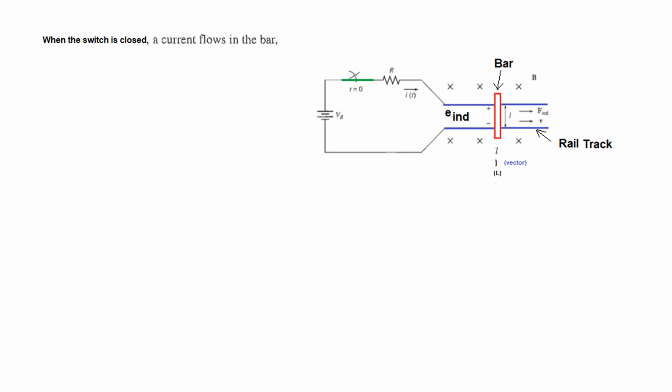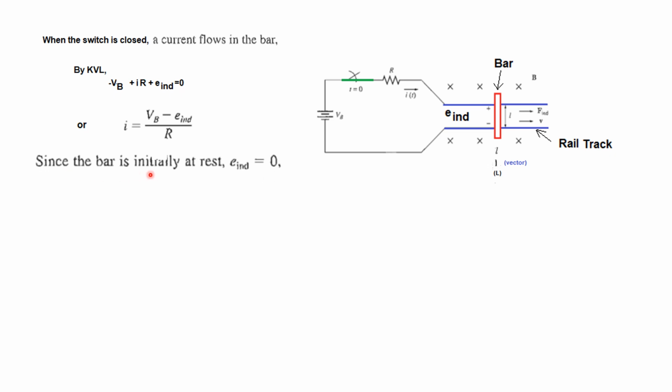Okay, now let's see the scenario when the switch is closed. A current will flow through the circuit, and so we can write the KVL equation. We start from here, so minus V_B, I times R, and this induced voltage e_ind equal to 0. So we get this equation, and from here I can be written as (V_B minus e_ind) over R.